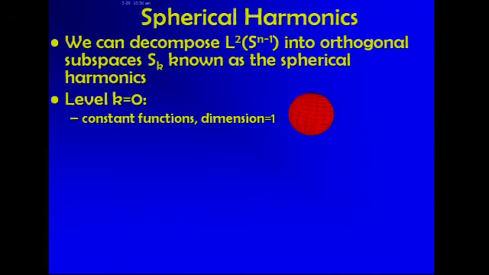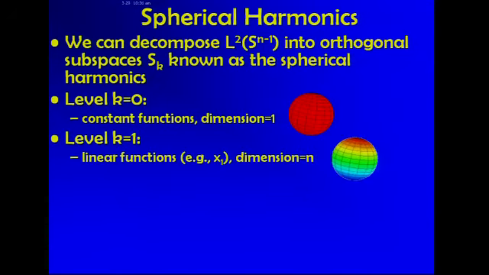So this looks very familiar. Level 1 is also very similar to what we see in the hypercube. Level 1 contains all the linear functions, for instance x1, and the subspace has dimension n. Just like in the hypercube, the level 1 Fourier characters span an n-dimensional subspace. For instance, the function that is 1 at the north pole, minus 1 at the south pole, and 0 at the equator is a linear function, and of course you can do it in any rotation that you wish. These are all linear functions.